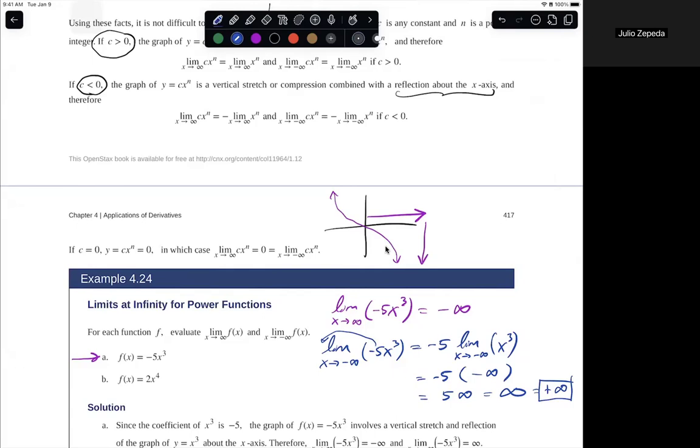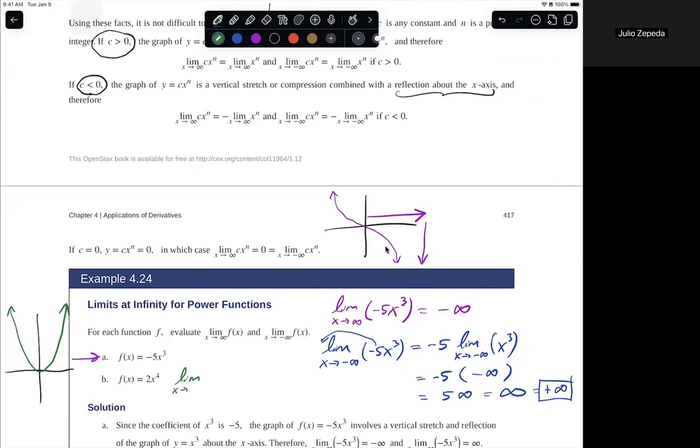Okay, nice. So then the last one here for b, 2x to the fourth is going to look something like this. It's an even exponent, and there's a positive leading coefficient, so both ends point up. That means that both limits at infinity are going to be positive infinity. Now all we have to do is write it out.